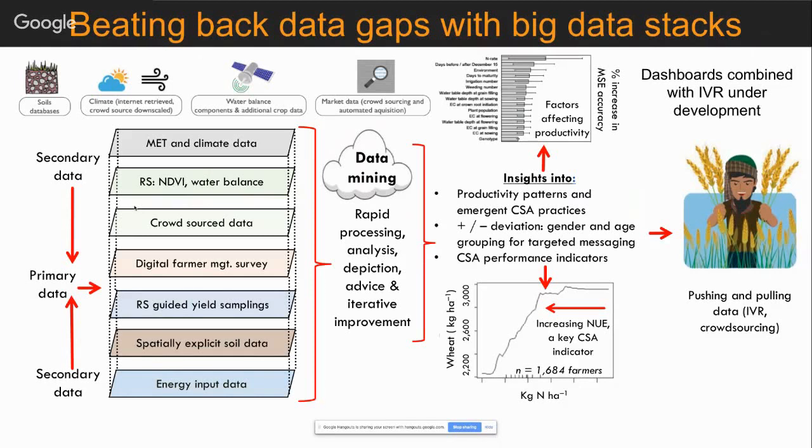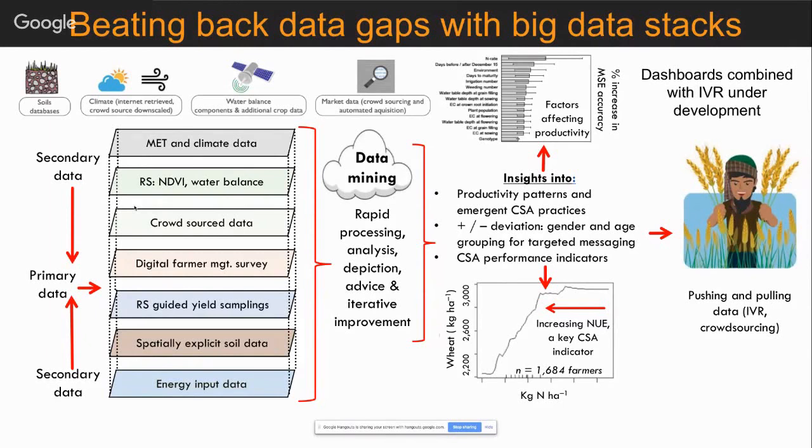And that includes not just survey data from farmers, but you can also crowdsource data, for example, on markets through IVR systems. You can make use of remote sensing to look at NDVI or predict water balance information. There's a lot of information becoming available on gridded climate data sets that are free of charge and can be downloaded and applied and used. There's a lot of secondary and quite explicit gridded soil information that is available now.